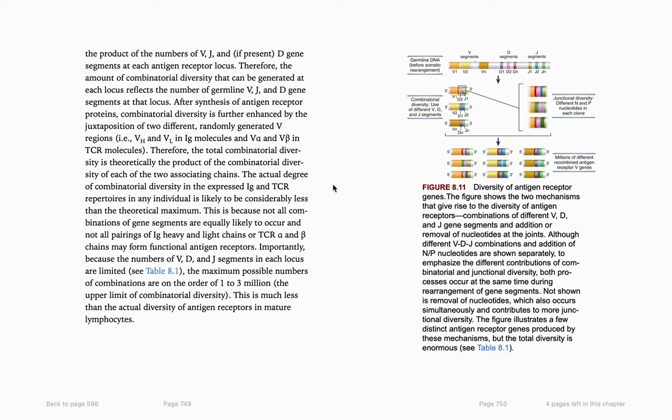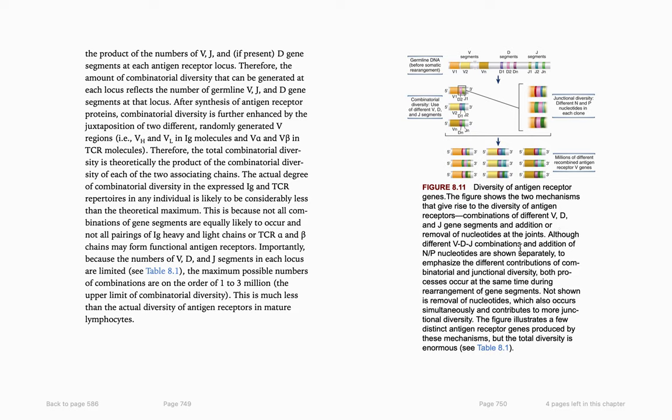So in the germline DNA, before somatic rearrangement, you have the segments V1, V2, Vn, D1, D2, Dn, J1. These can be rearranged differently, with junctional diversity, N and P nucleotides, and different combinations, giving millions of different recombinant genes. The figure shows the two mechanisms that give rise to diversity of antigen receptor genes: combination of different VDJ gene segments, and addition or removal of nucleotides at the joints.